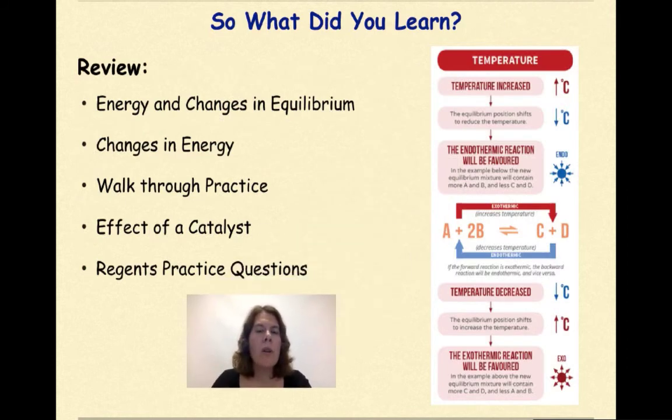So what did you learn? We talked about energy and changes in equilibrium. We talked about changes in energy. We did some walkthrough practice. We talked about the effect of a catalyst. And finally, rounded the whole thing out with some Regents practice questions.